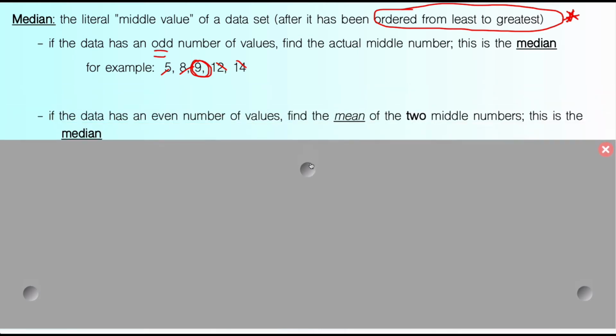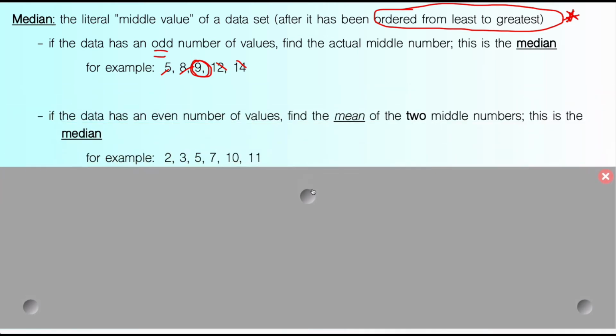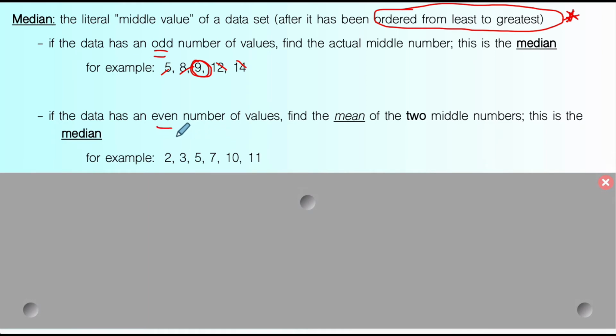Now, if you have a data set where there is an even number of values, so this has 1, 2, 3, 4, 5, 6 numbers in it, you're not going to be able to find one single middle number. So what you need to do is find two. What two numbers are left in the middle? So just count down to the middle. Here are my middle two numbers, because there's no way to get it down to one middle number.